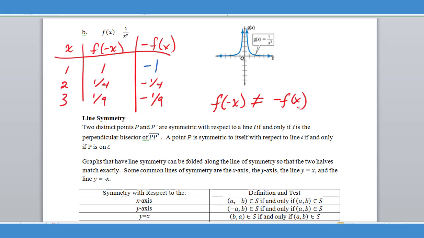Now, we can, however, see that there is some symmetry there. And this is going to lead us to our next section where we discuss line symmetry. But as of right now, we've proved mathematically and we can see visually that these are not symmetric with respect to the origin. So there is no point symmetry.